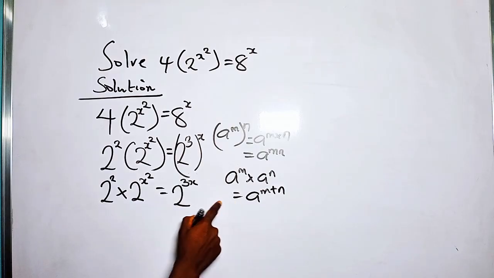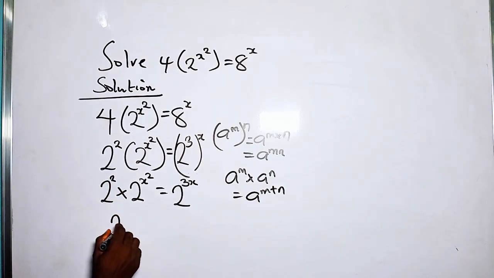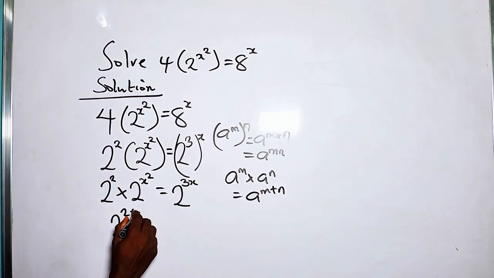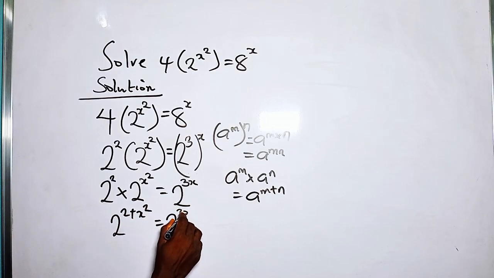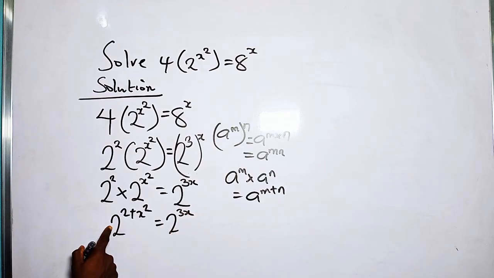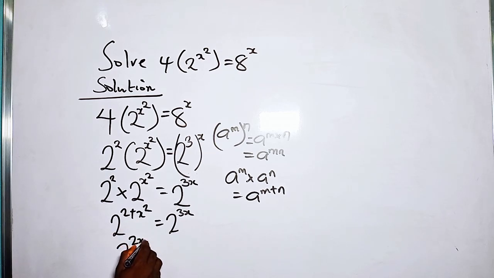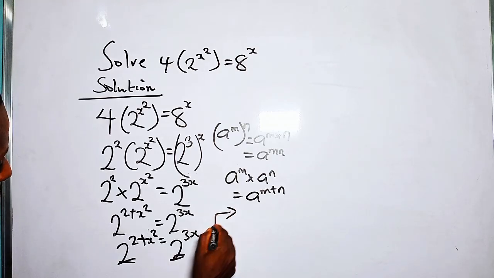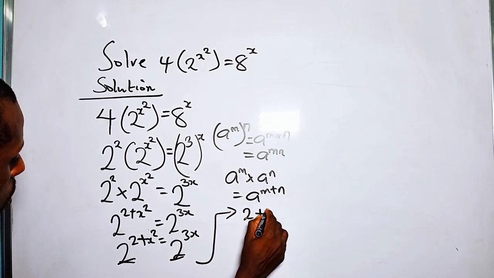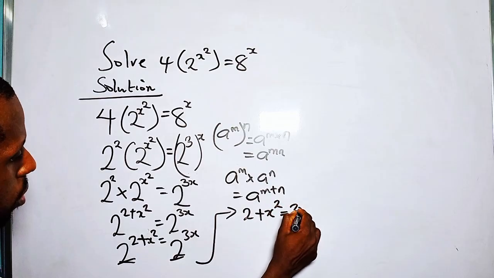So when we do that, what do we have? We have 2 plus x squared equals 2 raised to the power 3x. So from here, 2 plus x squared equals 2 raised to the power 3x. Since it's the same base, we cross out the bases. So what do we have from here? We have 2 plus x squared equals 3x.